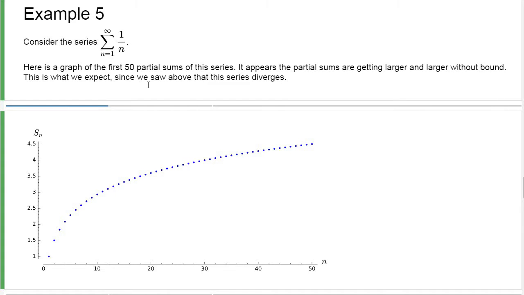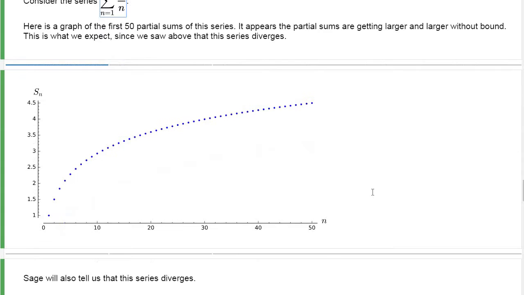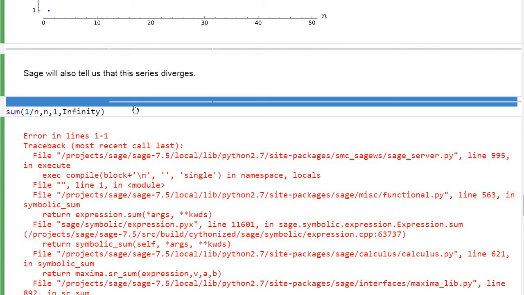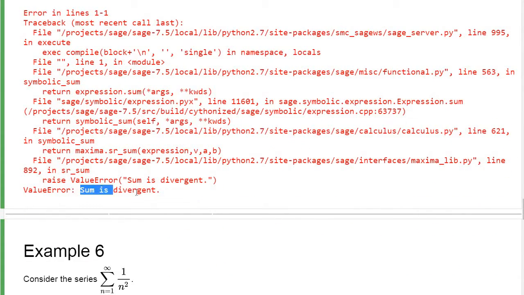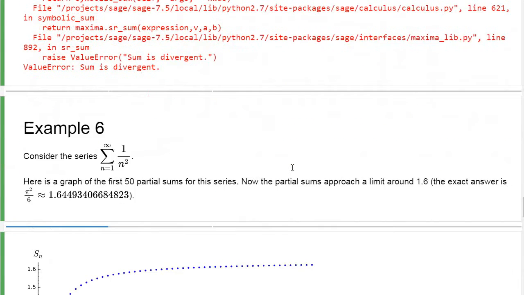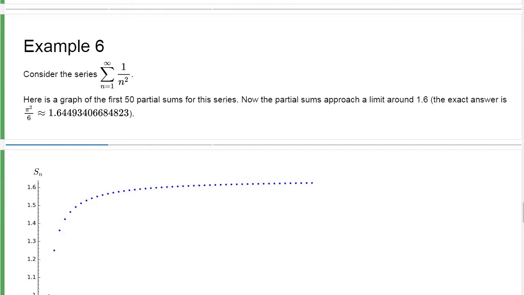Okay, here is our harmonic series, which I already said diverged, and we looked at a little proof of that from many years ago. Here's the graph of the first 50 partial sums of this series, and again it looks like these partial sums are getting bigger and bigger and bigger without reaching any sort of boundary or limit. And if we ask Sage, it will tell us that this series diverges. So here is the sum of 1 over n as n goes from 1 to infinity, and I get sum is divergent.